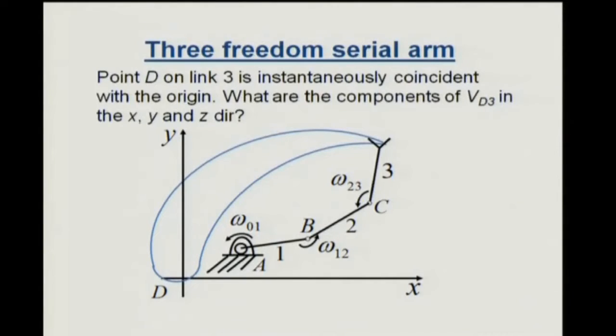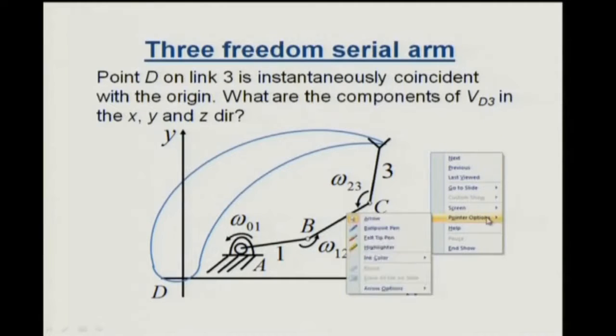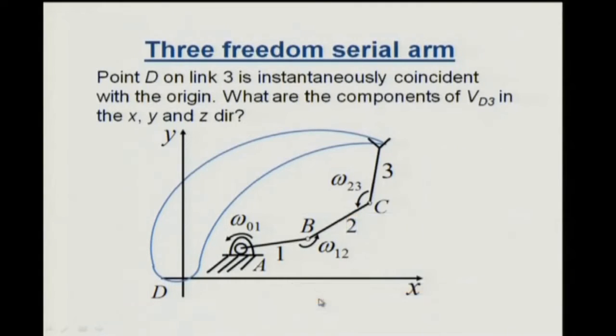Okay, and in this you have pointer options, arrow options, visible. So we have a three joint manipulator. There is a joint here at A, a joint at B, a joint at C, and then there is the end effector. Okay.